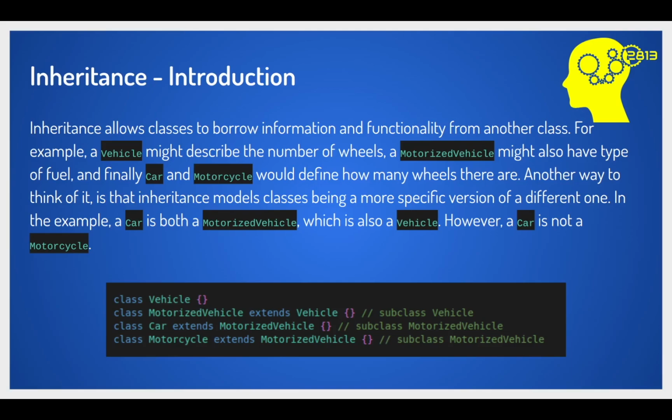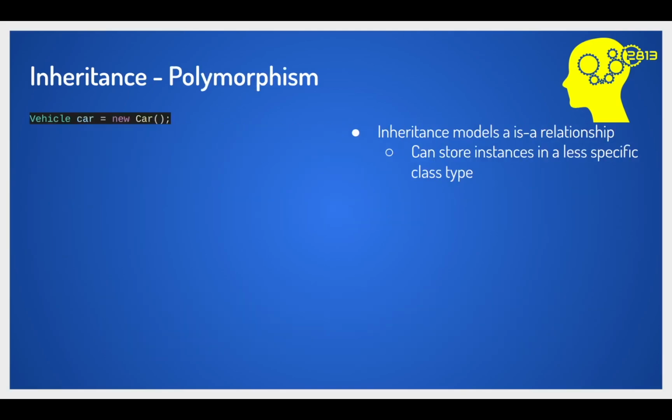And to actually model inheritance in Java, you use extends. So if we say that vehicle is a superclass, or the class that is a parent of motorized vehicle, then we say extends. So motorized vehicle subclasses vehicle and gains all the information contained in vehicle. And here we don't actually have any of this information because it would take up too much space.